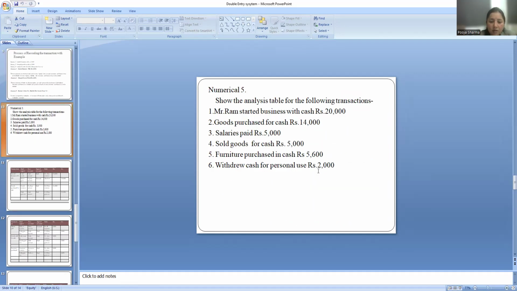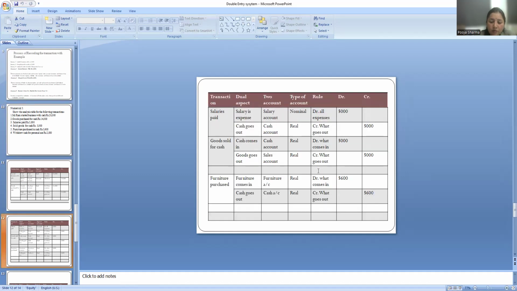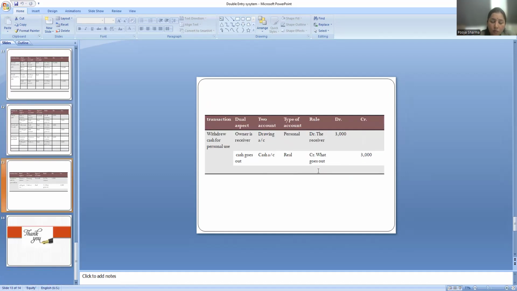And the last is withdraw cash for the personal use. Who is using that amount? The owner, who is withdrawing the amount from the organization. The first account will be drawings, in the place of the owner or the proprietor, when he is taking out something for his personal use from the business. We will just write the drawings account in place of the proprietor, and what is taken out from the organization, cash. So the cash will be the credit.